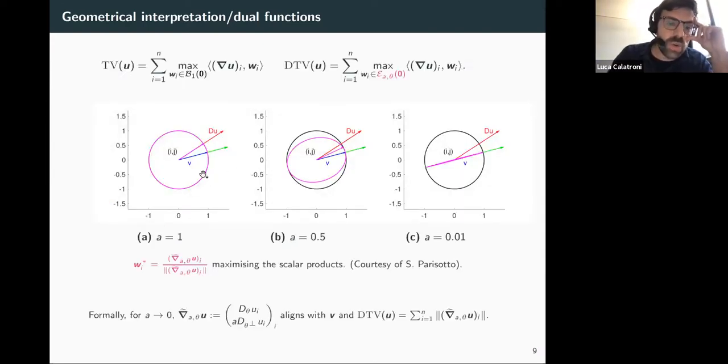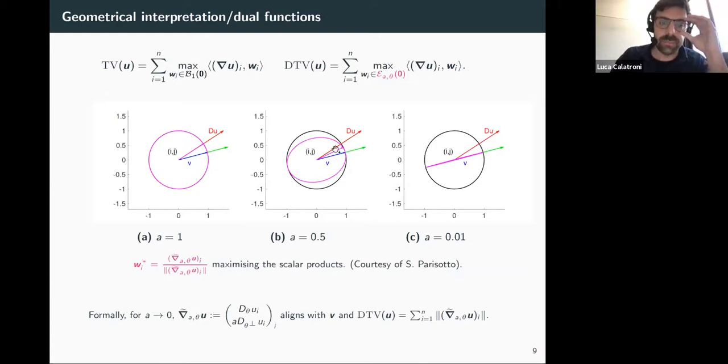So here I'm just showing you some geometrical considerations on that. You see in black the unitary ball, in magenta the elliptic region with different values of A, the value A equal to 1 corresponding to fully isotropic behaviors like a circle. And as A reduces, we see that the ellipse shrinks to a line.